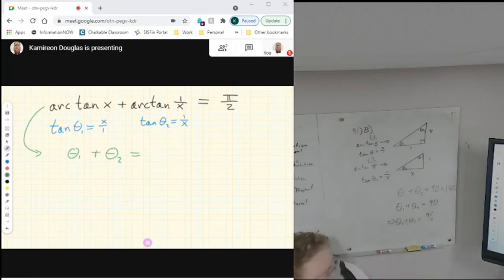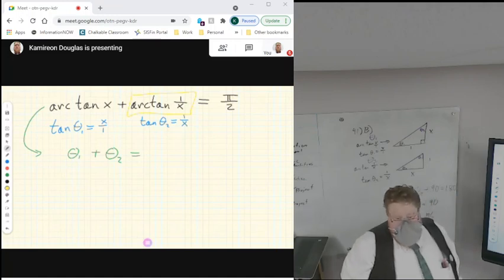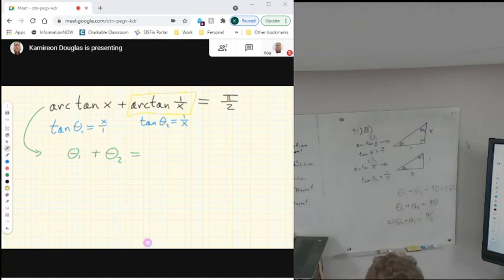Alternatively, I might look in my arctangent formulas and see if there's a way to rewrite tangent of 1 over x. Maybe there's some formula that rewrites tangent of 1 over x as something else, and maybe that gets me closer. But without those pieces, the picture is by far the best way, even though the picture is not an easy way to do this problem.